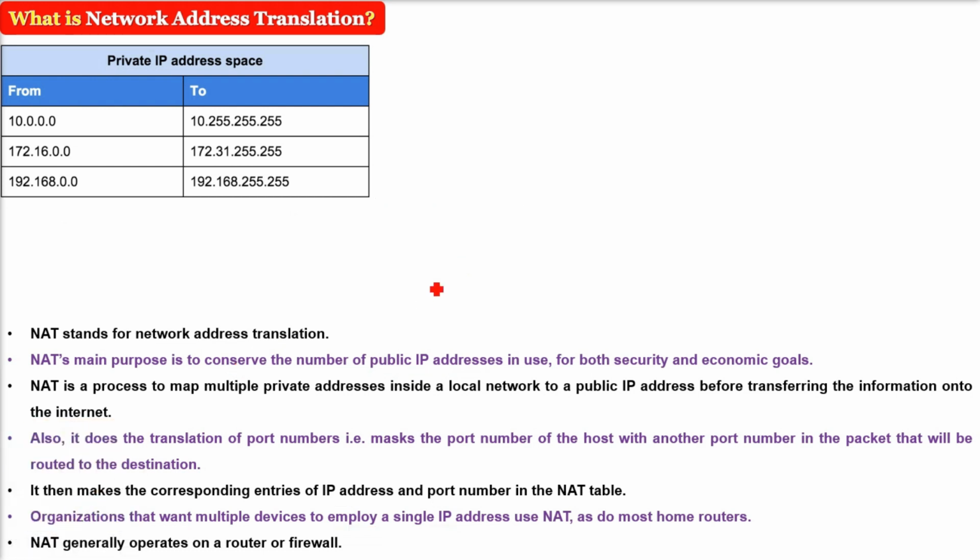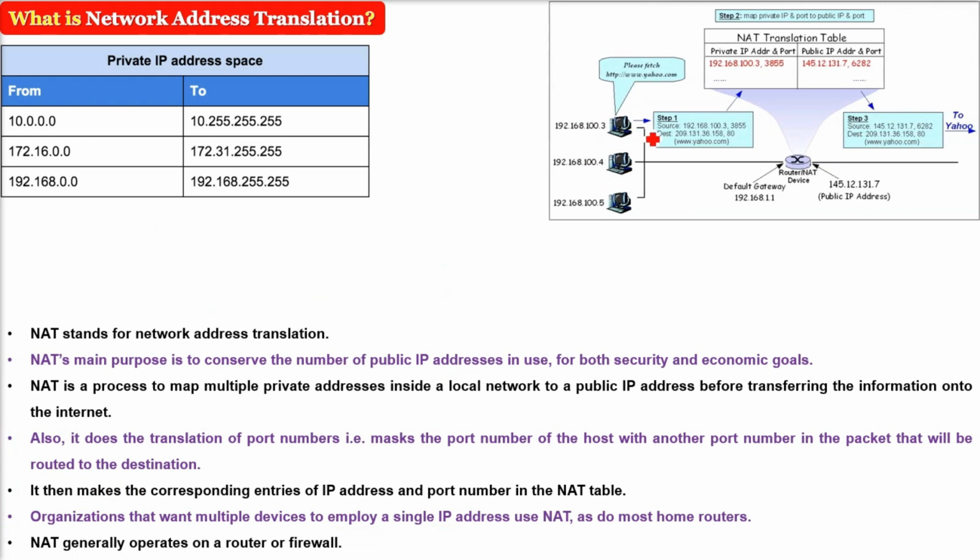Now let us see an example. How does it actually work? Here we have on the left three systems, with addresses like 192.168.100.3, all of which are private IP addresses. So there is a small network being formed, and these computers are there. The private IP addresses are different here. Now the first system wants to connect to yahoo.com. Its private IP is 192.168.100.3, and the destination will be 209.131.36.158. The source is the source, the destination is Yahoo.